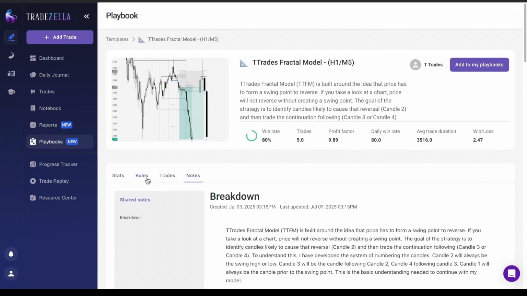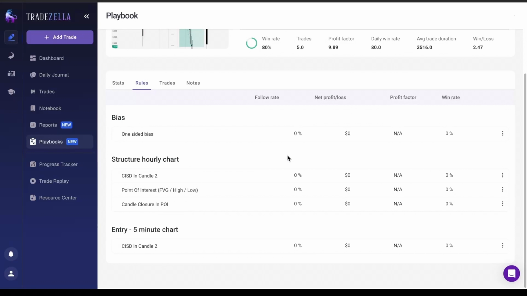Now, the next thing we're going to go over are the rules. We went over this in the PDF, but here they are all defined. So the first thing is using the daily chart to have a one-sided bias. Using daily closures, we have to anticipate if price is bullish or bearish. If we don't have that, we do not go down to the hourly chart. With the hourly chart, we'll check to see if there is a change in the state of delivery in that candle 2 reversal. Do we have a point of interest? And do we have a candle closure in that point of interest?